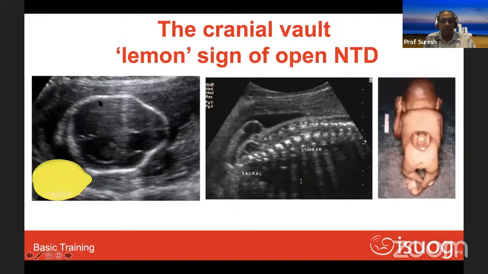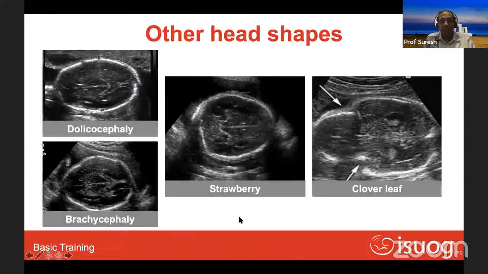The second is the shape of the skull. Normally the skull is oval-shaped. Here you can see a lemon-shaped skull, with the two frontal bones scalloped, because there's been a herniation of the hindbrain, which happens in spina bifida, and because of that there's a pushing back of the brain causing scalloping of the skull bones, and a very typical lemon-shaped skull appears. That immediately will prompt you to go and look at the spine, and then you can identify the spina bifida. The other head shapes are dolichocephaly and brachycephaly, where the BPD is larger.